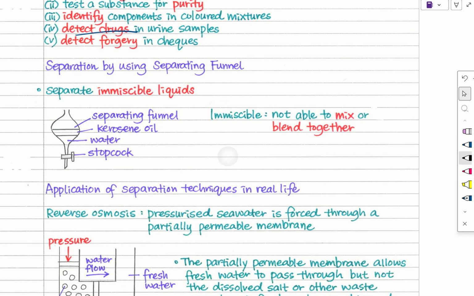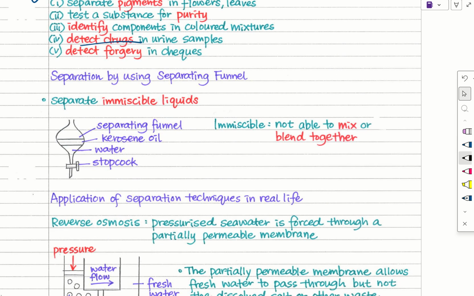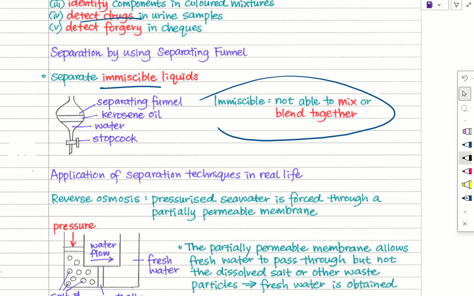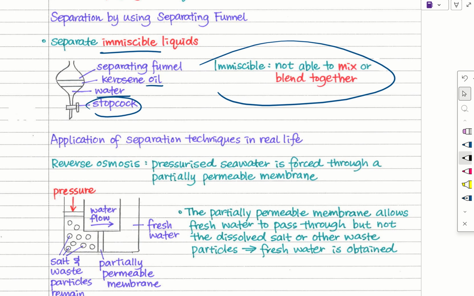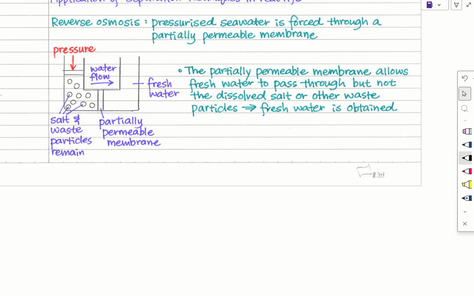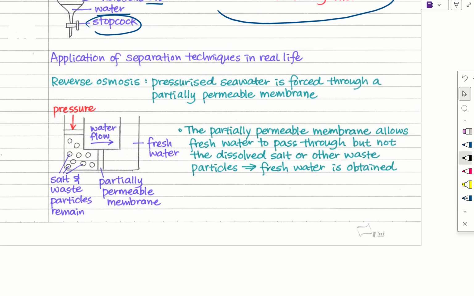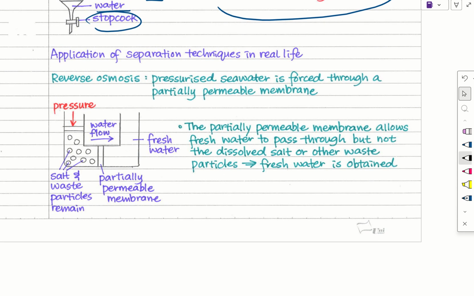Okay, then there's one more, which is separation by using a separating funnel, but it is also not in the syllabus. It is to separate immiscible liquids. That means they do not mix or blend together. So for example, your oil and water. Okay, so as you know, the oil will have a lower density and it floats. So I can actually have a tap here, or stopcock, to drain out the water. And once I see that all the water has been drained, then what is left will be the oil. Okay. So reverse osmosis is also not in our syllabus, but you can just read it for your knowledge.